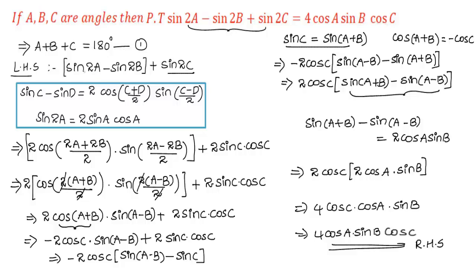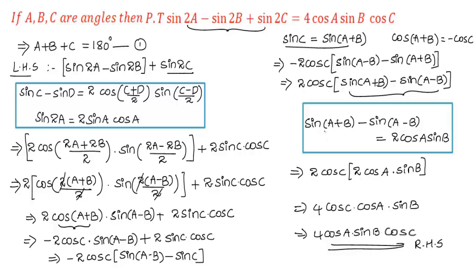And make a note of the formulas for sine c minus sine d and the formula for sine 2a, and also the formula for sine (a plus b) minus sine (a minus b) is equal to 2 cos a sine b. Hope you understood the concept.